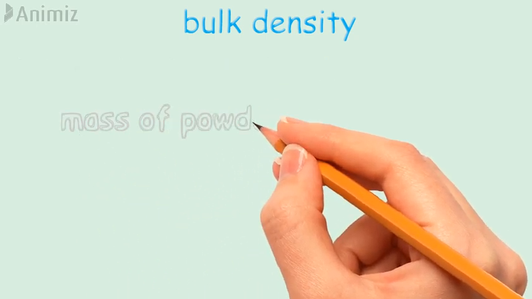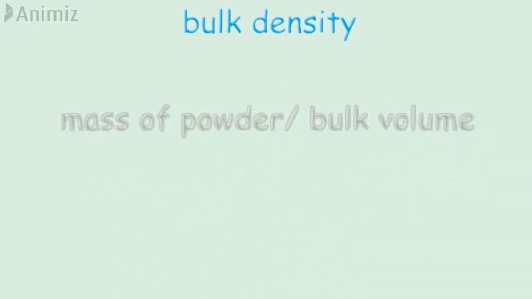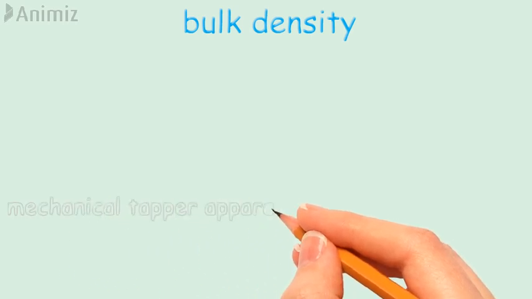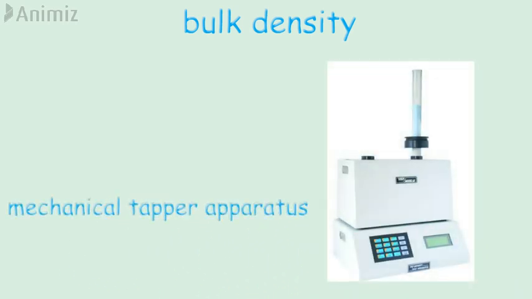Bulk density can be calculated as mass of a powder divided by bulk volume. It is determined using a mechanical tapper apparatus. A known mass of drug or formulation is placed in the graduated cylinder of this apparatus. Then it is tapped to obtain a minimum volume for this powder bed. Using the weight of the powder in the cylinder and the minimum volume, we can calculate bulk density.